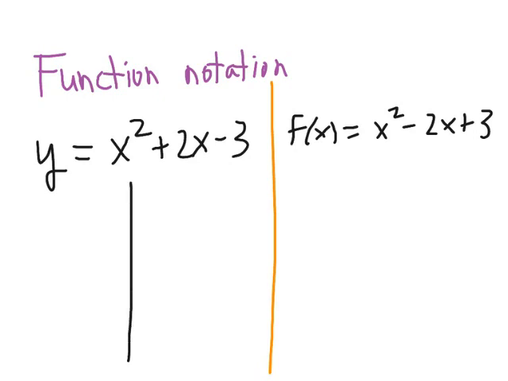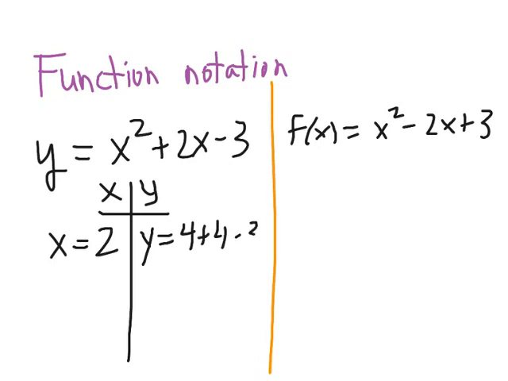Okay, so what we've done quite often, over on this left-hand side, is we've built little tables, and we might say x is, I'm just going to pick a number here, 2. And then we would figure out the y. We would write y is 4 plus 4 minus 3, that's 5. And then we make another line in our table, let's say x equals -1. If x equals -1, I would have 1 minus 2 minus 3, that's minus 4.